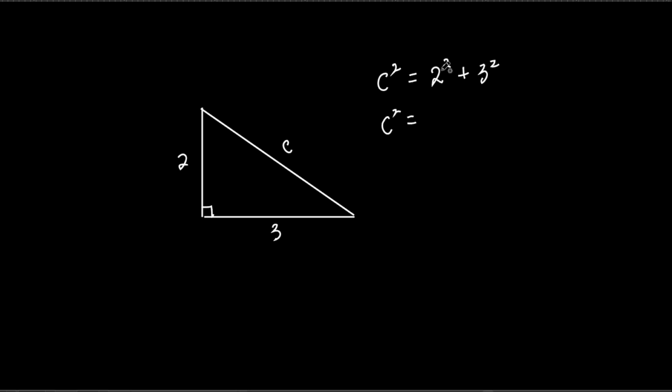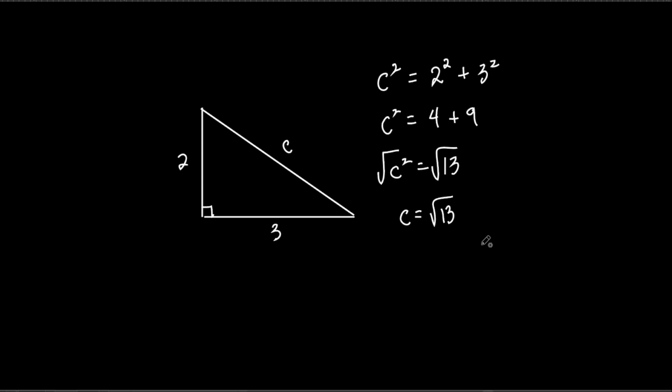So let's figure out what this is. What's 2 squared? It's 4. What's 3 squared? It's 9. So c squared equals, what's that? 13. That's not my answer. That's not how long the length of side c is. I got to square root it. So I square root this side, square root this side. So c is equal to the square root of 13.